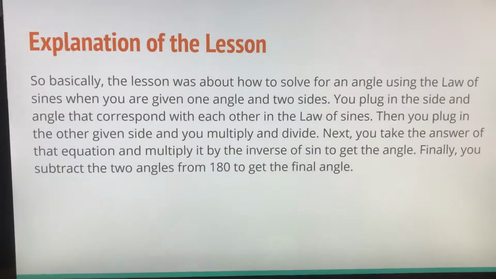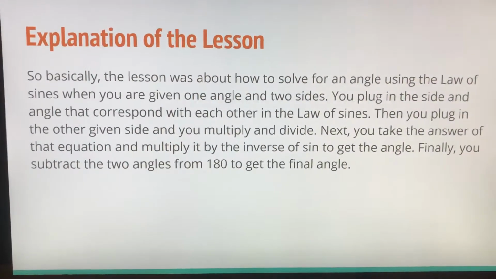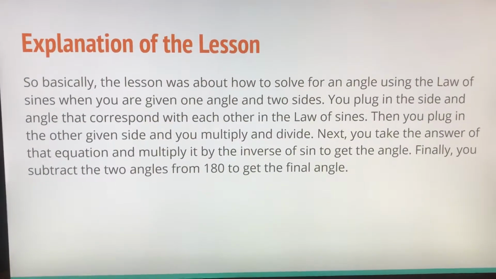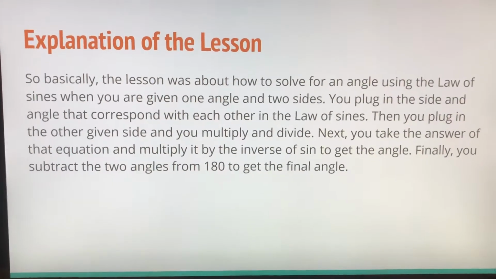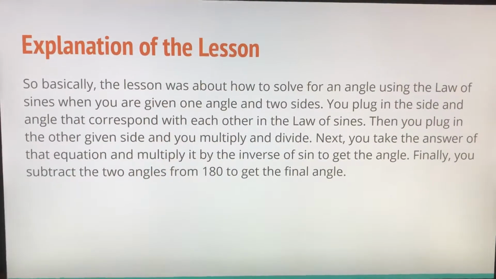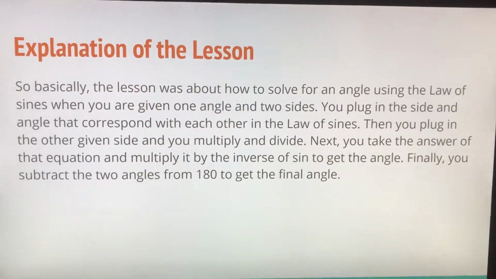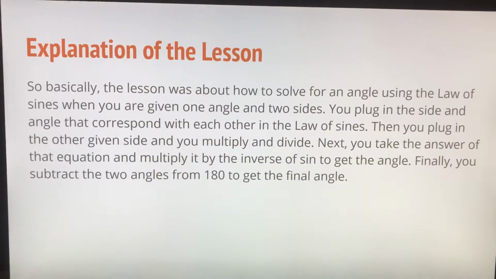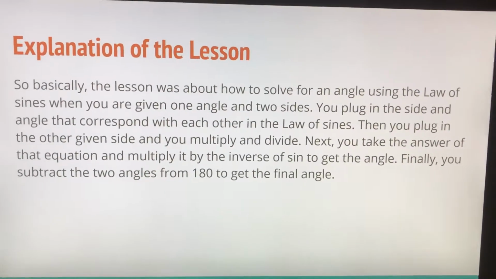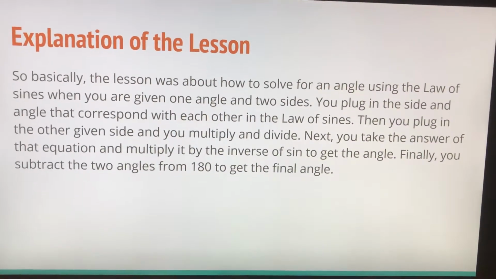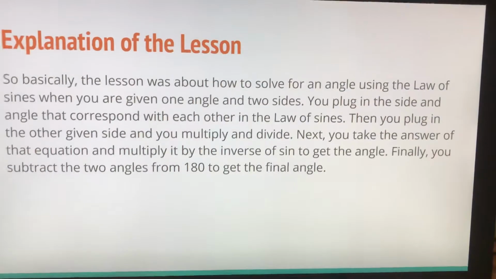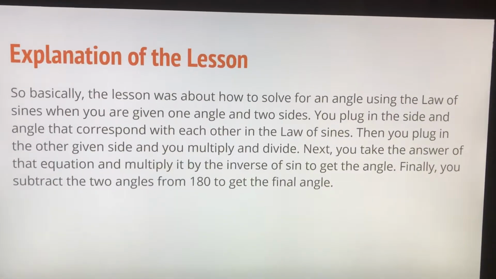So, an explanation of the Khan Academy lesson. Basically, the lesson was about how to solve for an angle using the law of sines when you are given one angle and two sides. You plug in the side and the angle that correspond with each other in the law of sines. Then you plug in the other given side, you multiply and divide. Next, you take the answer of that equation and apply the inverse of sine to get the angle. Finally, you subtract the two angles from 180 to get the final angle.